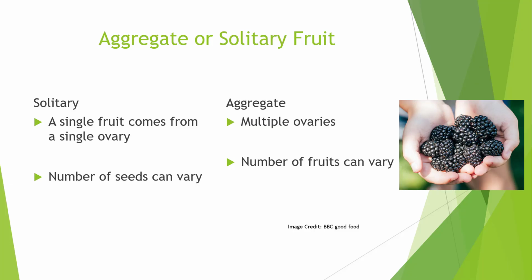Then we have aggregate fruits coming from multiple ovaries, and the number of fruits there can actually vary. So if you look at a blackberry, that's a whole bunch of single small fruit all fused together loosely in an aggregate fruit. Not a true berry at all now, is it?